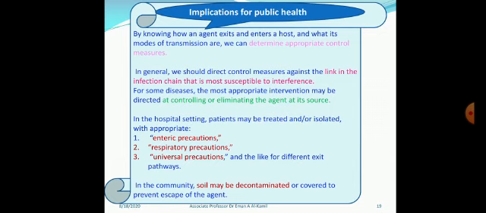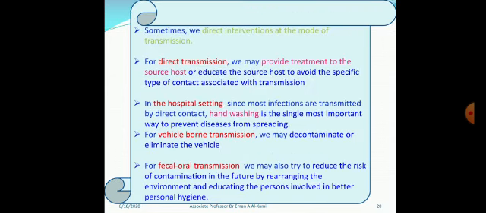In the hospital setting, patients may be treated and or isolated with appropriate precautions, either enteric precautions for GIT infections, respiratory precautions, or universal precautions covering different exit pathways. In the community, soil may be decontaminated or covered to prevent escape of the agent. If the source of infection is soil, we can cover or treat the soil with a special agent, so there will be no further infection.